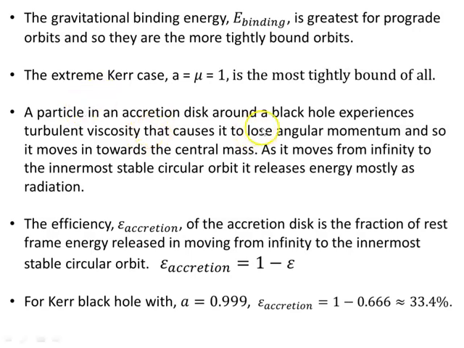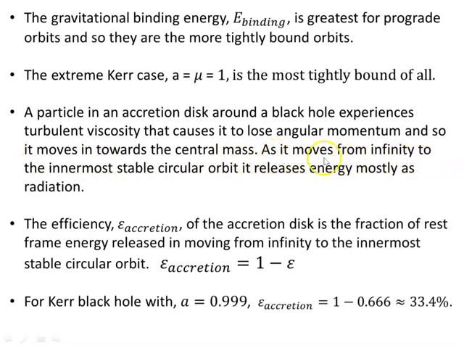A particle in an accretion disk around a black hole experiences turbulent viscosity. That's a kind of friction between different rings. Matter in different rings orbiting the black hole is moving at different speeds, so there's a friction there, a viscosity, and it's a bit turbulent too. The inner rings lose angular momentum, and through this frictional process they can lose energy and spiral inwards onto the compact mass, onto the black hole itself. So a particle in an accretion disk experiences turbulent viscosity that causes it to lose angular momentum, and so it moves in towards the central mass.